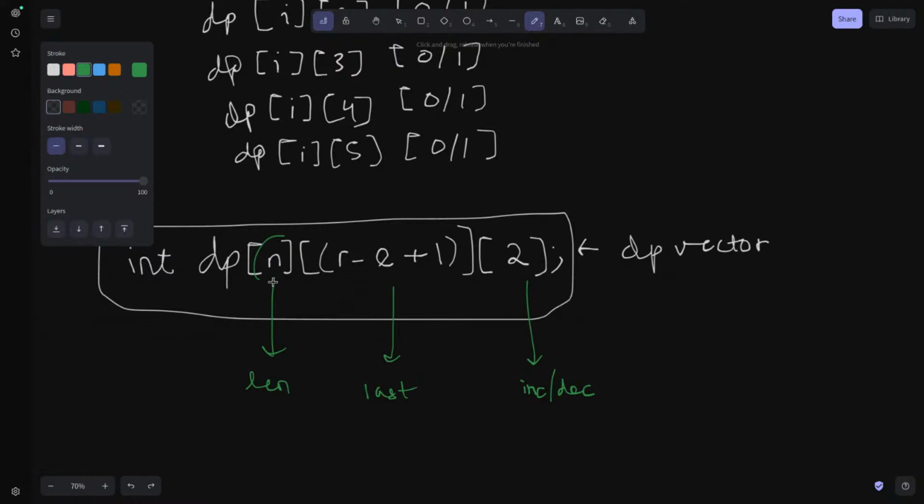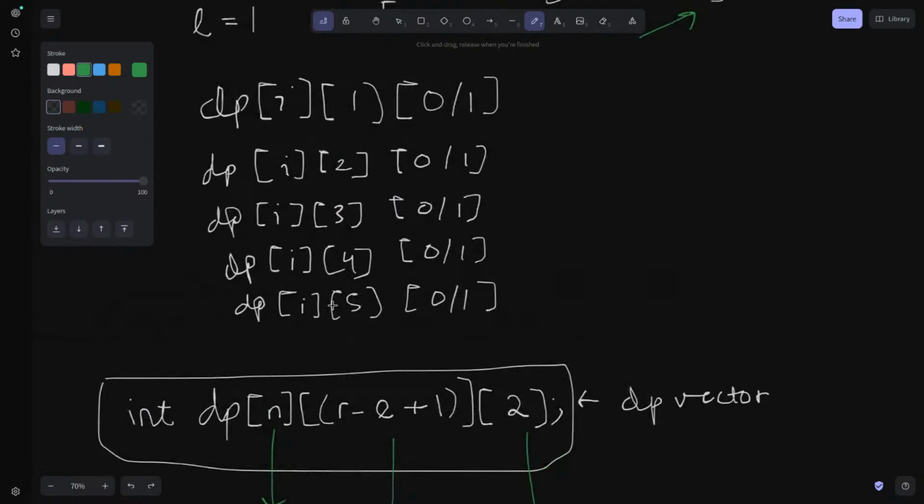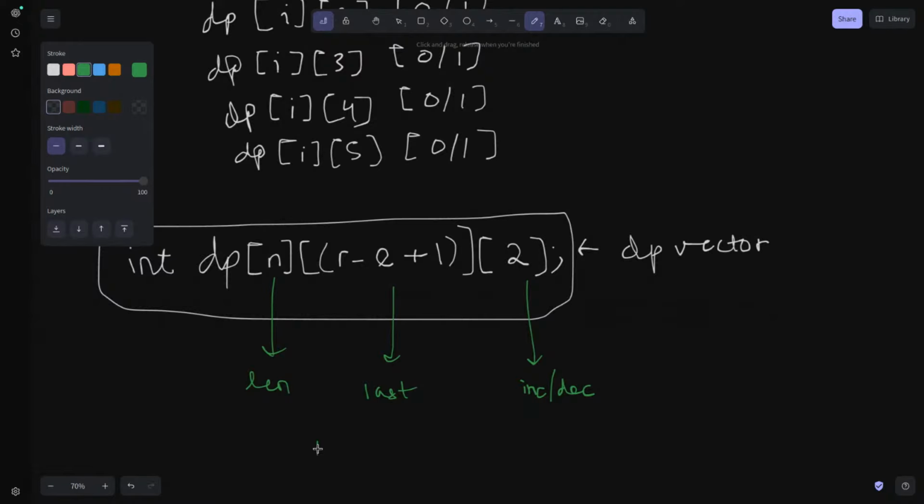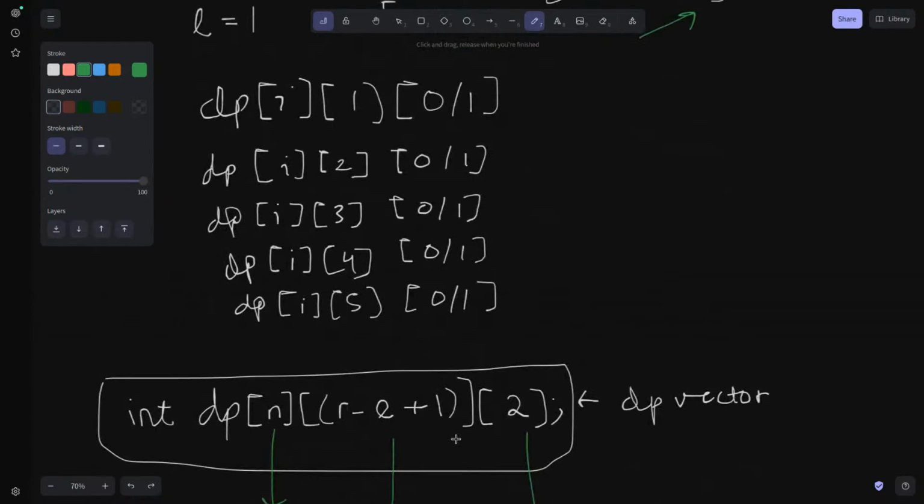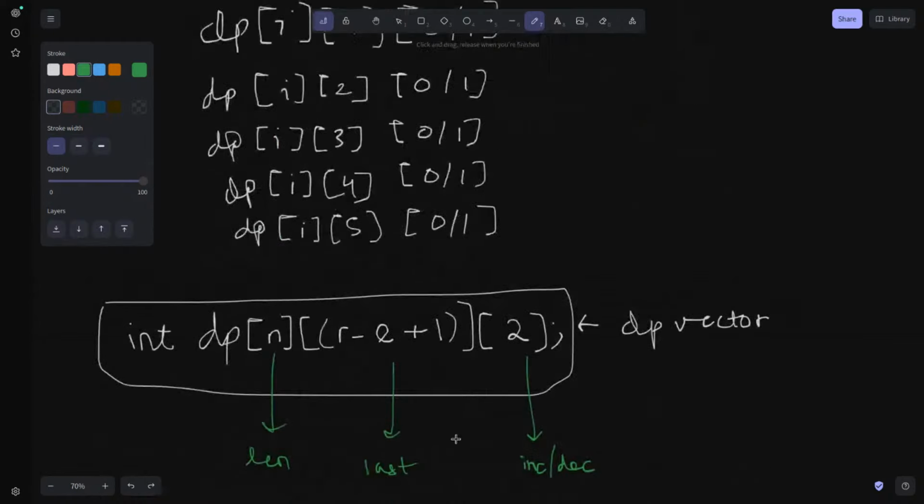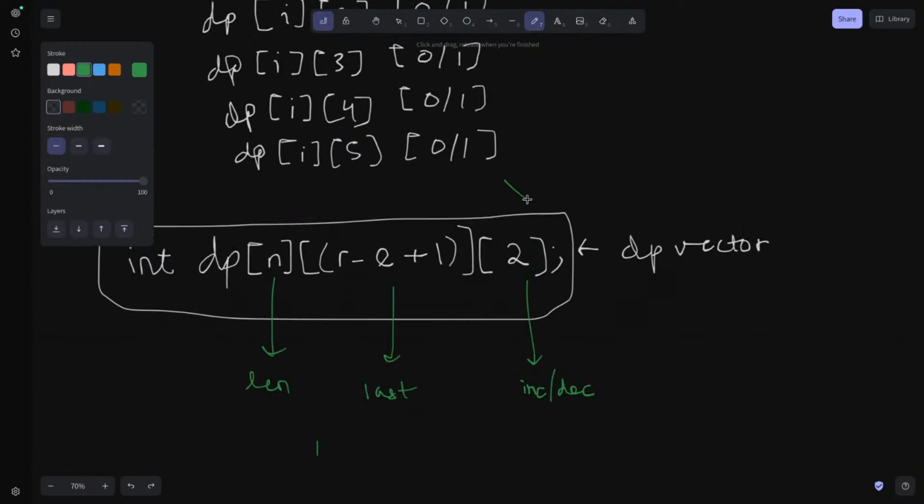So just take a pause. If we have computed for everything up to i, then we can compute the states for i plus 1 as well. Can you pause and think about it? Is it understandable what our state is? This is going to be the length, this is what the last character was, and whether the last character was increasing or decreasing. So what type of zigzag was it? Was it this kind of zig, or this type of zig, basically?